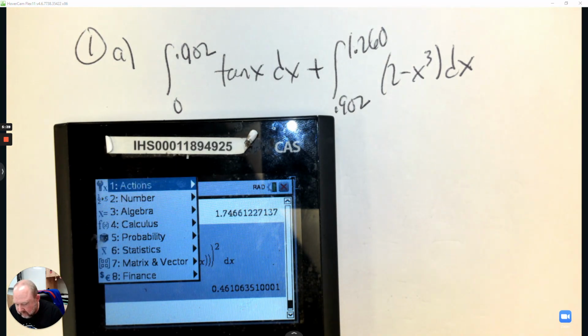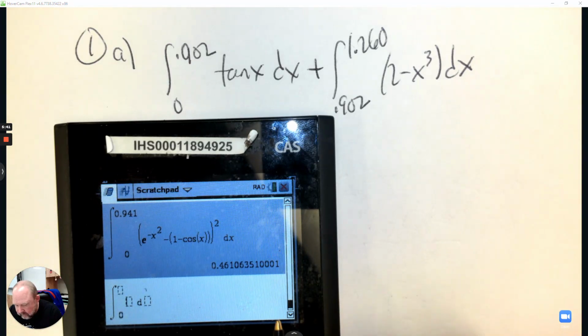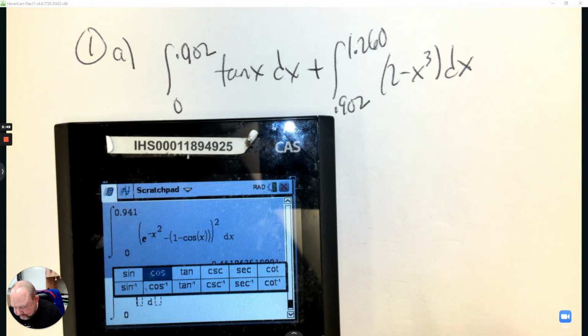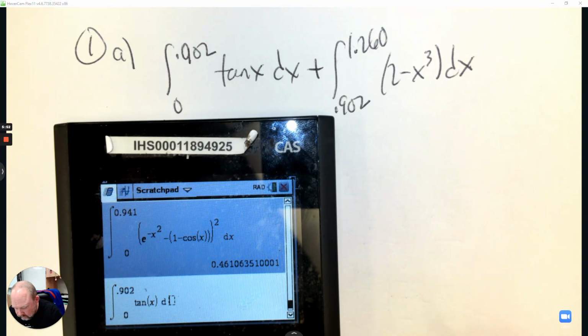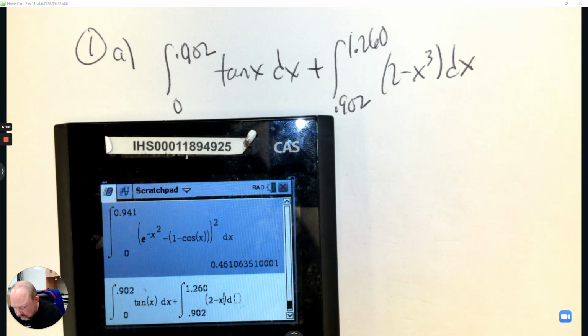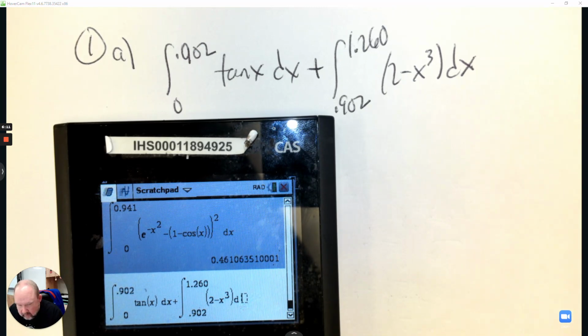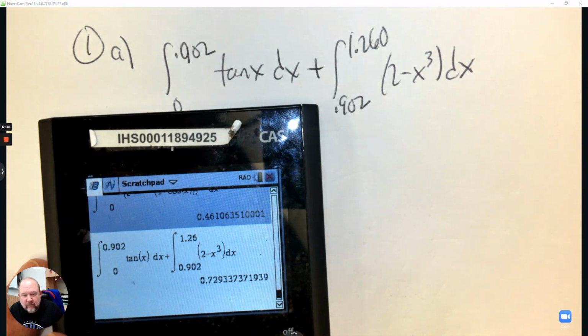So menu, calculus, integrate from 0 to 0.902, and tangent plus, again, menu, calculus, integrate from 0.902 to 1.260, and that's 2 subtract x cubed. There we go, I finally moved it across. And then the answer. So that area is 0.729.